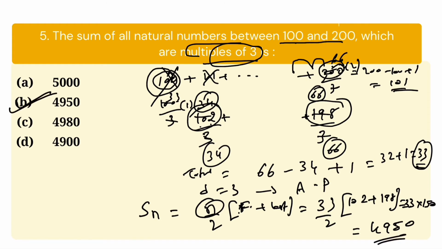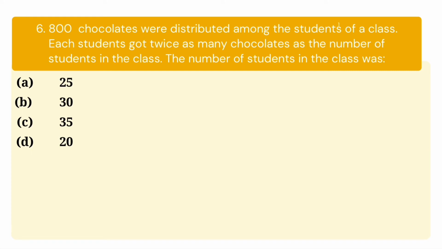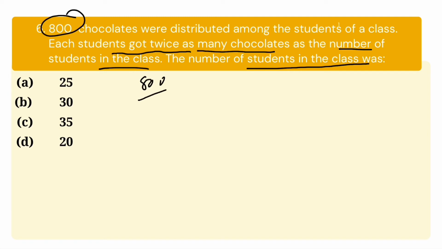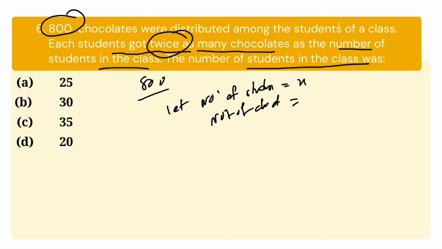Second option. Fine. Now the sixth question: 800 chocolates were distributed among students of a class. Each student got twice as many chocolates as the number of students in the class. The number of students in the class was, fine. So the total number of chocolates available is 800. Each student got twice as many chocolates as the number of students. So let the number of students be x. Then the number of chocolates each student got is 2 into x here.